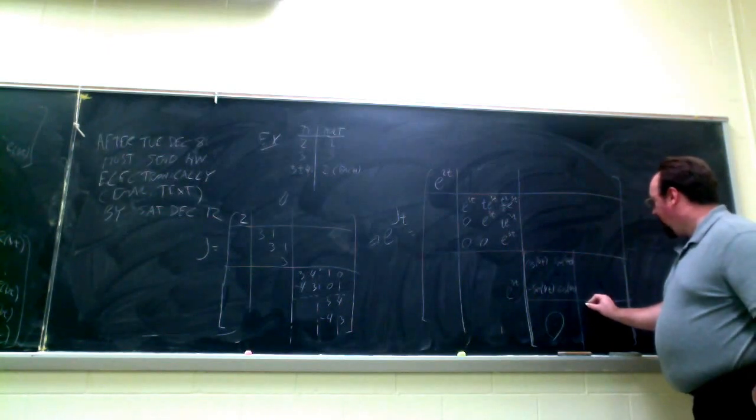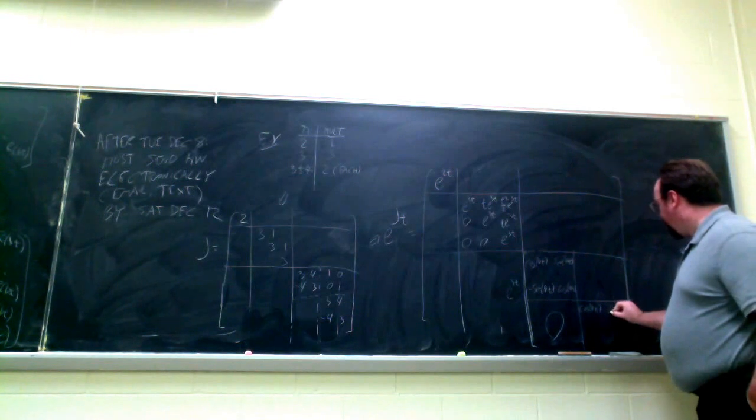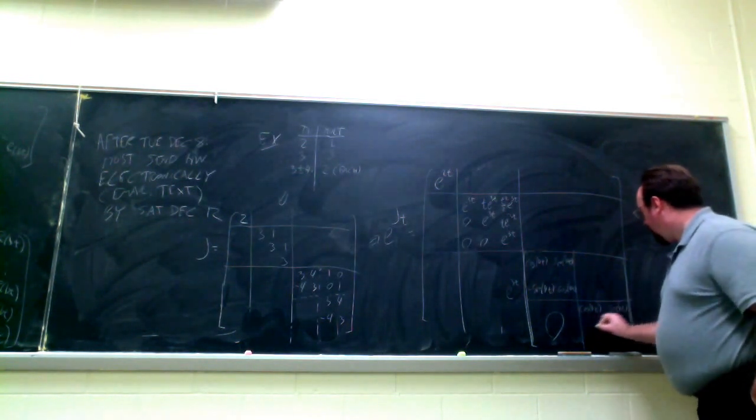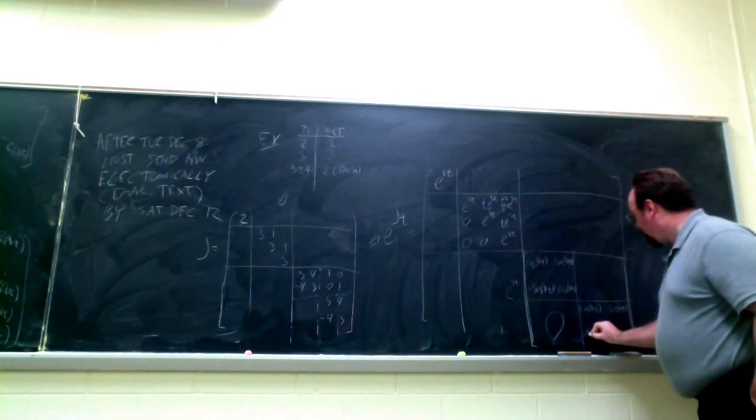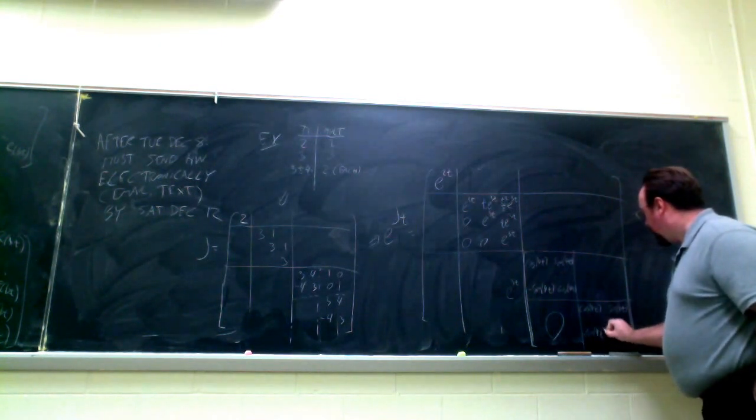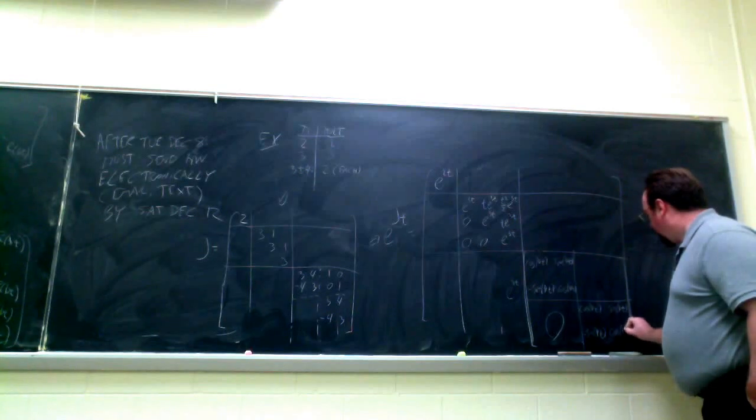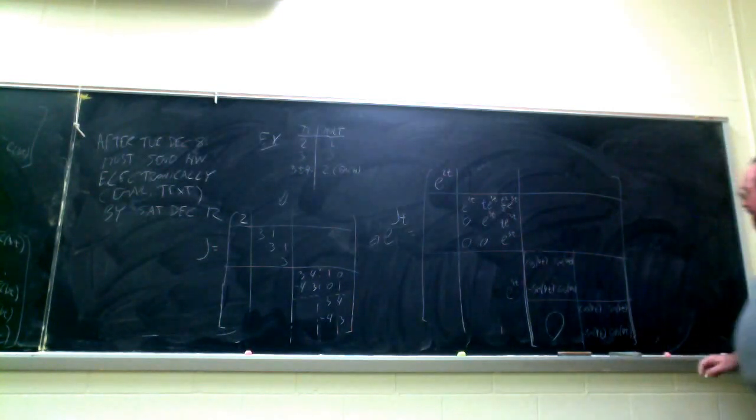I should have left more room, but you get the idea. Sine 4t, minus sine 4t, cosine 4t. Okay, so those are the diagonal blocks.